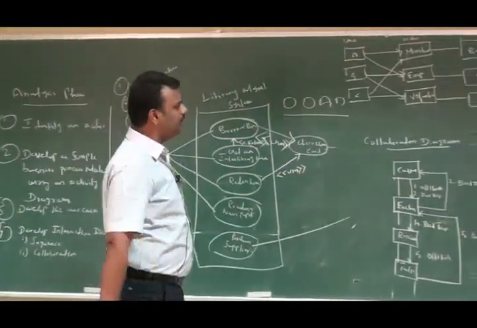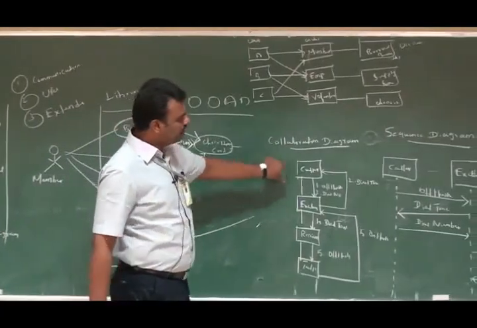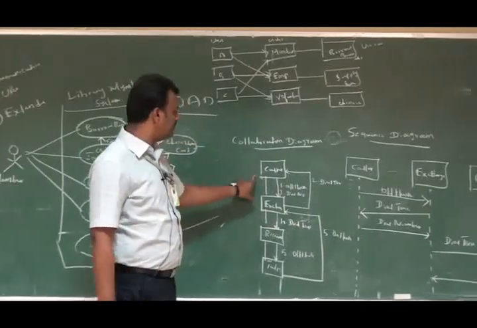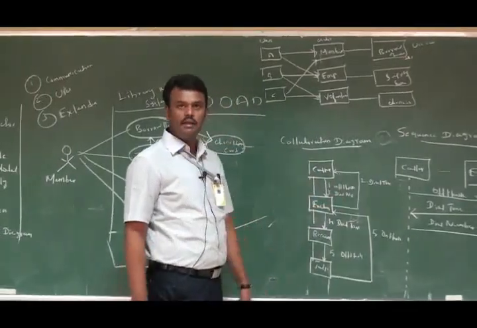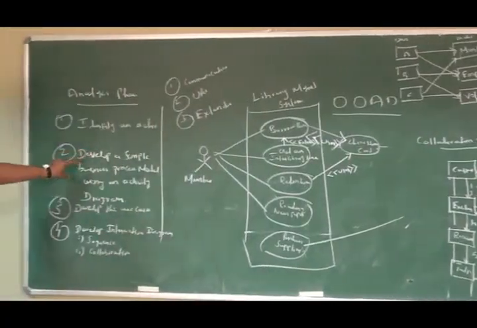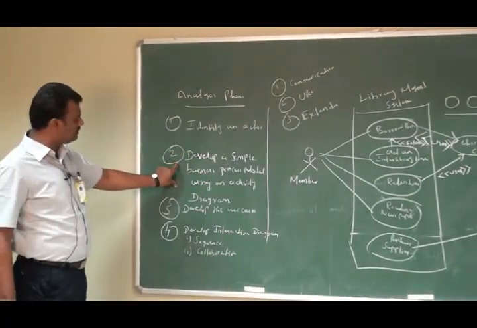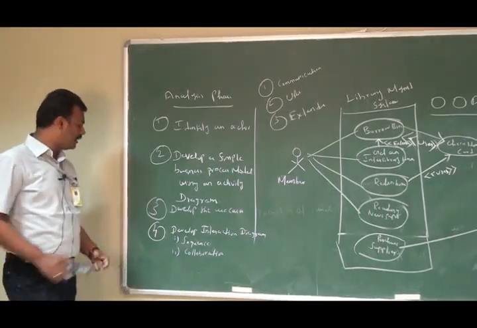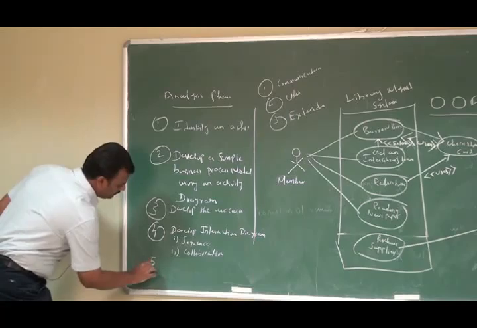What is the difference between the sequence and collaboration diagram? In the sequence diagram, the sequences are indicated by arrows. In the collaboration diagram, the sequences are indicated by numbering the messages. That is the fourth one. First, you have to identify an actor, then develop a simple business process model using an activity diagram, then develop the use cases, then develop an interaction diagram. The last one is classification.